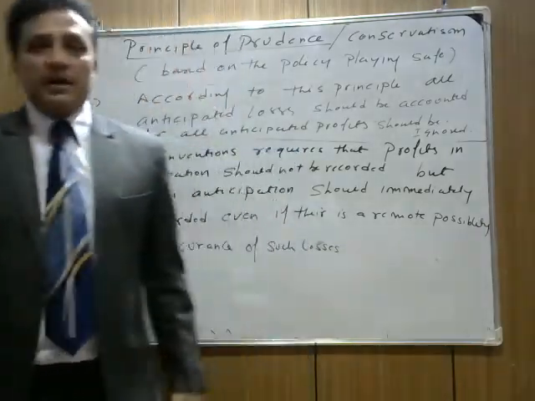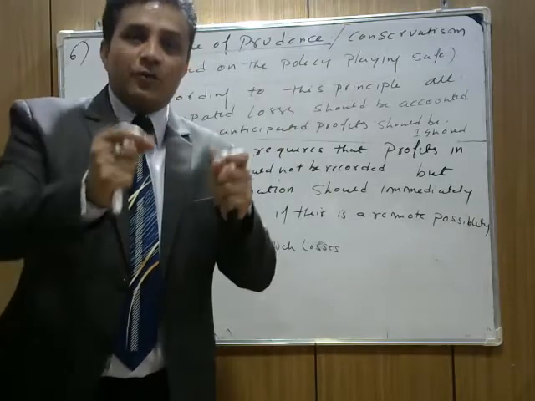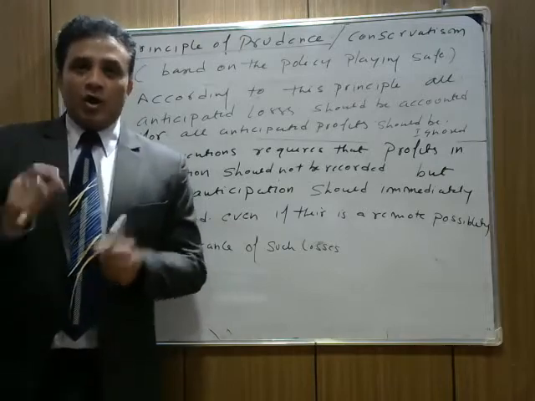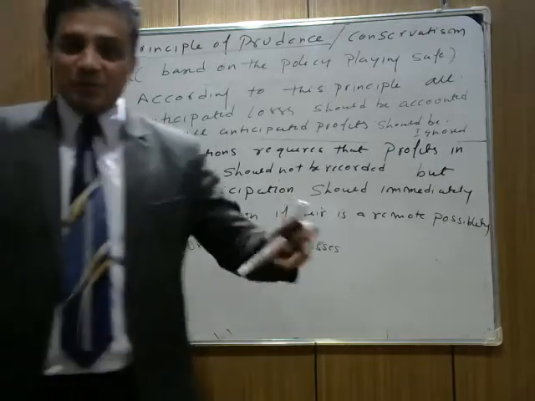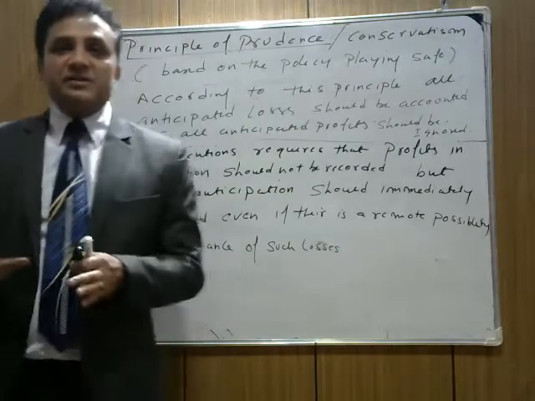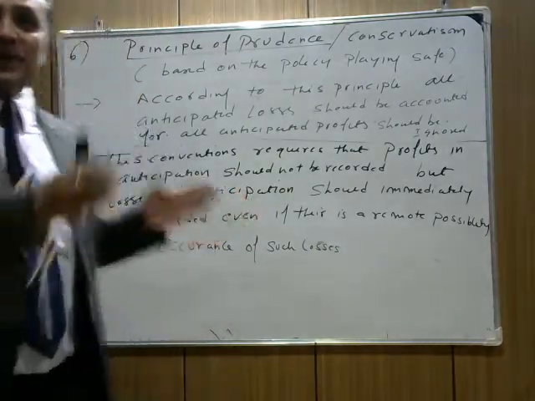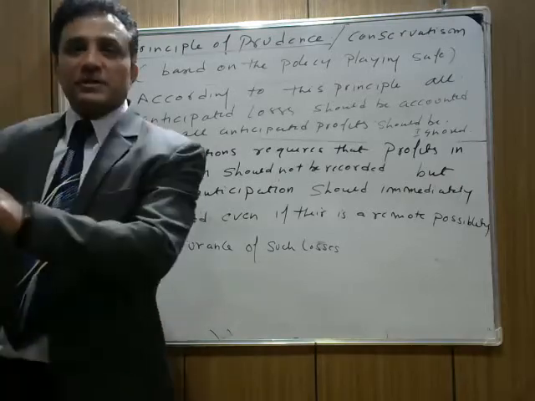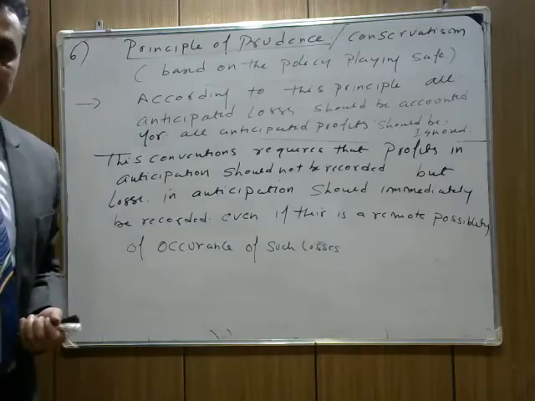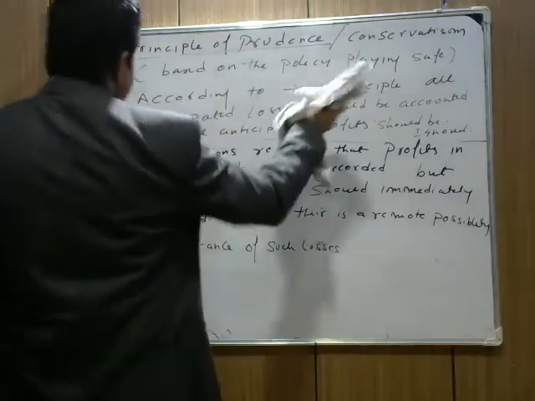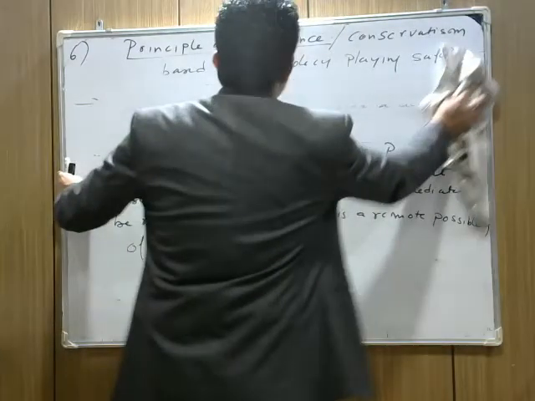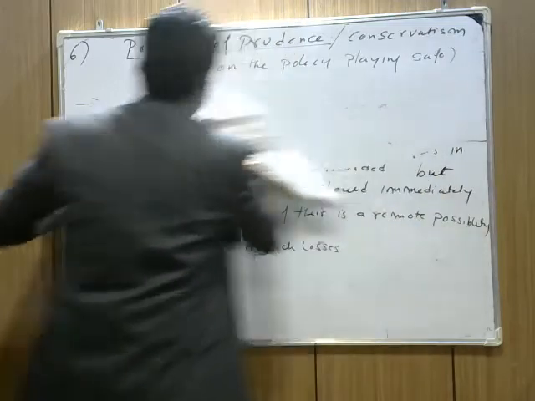This part is clear? Understand? Now, they say that you have to record all anticipated losses, but you cannot record all anticipated profit. Now, why am I saying this principle? First note down, then I will give you the explanation. All anticipated profit should be ignored, but all anticipated losses should be accounted for. This convention requires that profit in anticipation should not be recorded, but losses in anticipation should immediately be recorded, even if there is a remote possibility of occurrence of such losses.